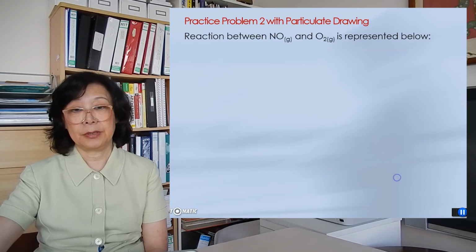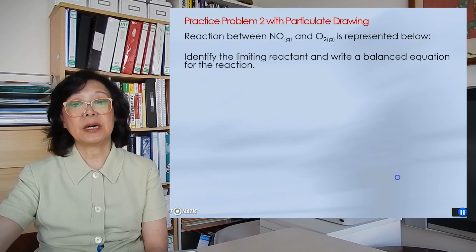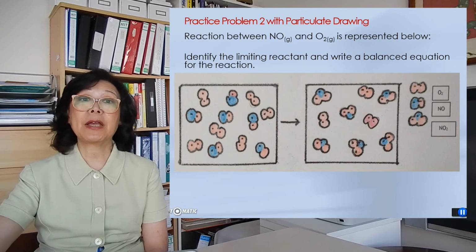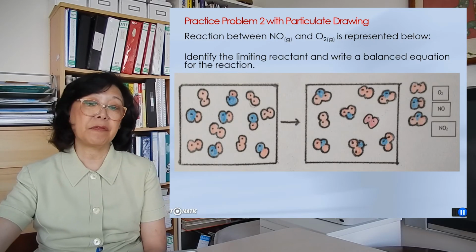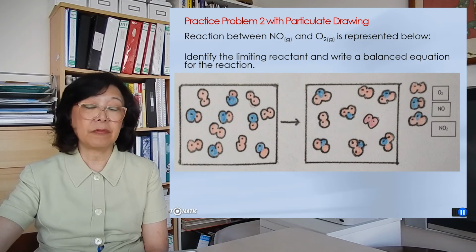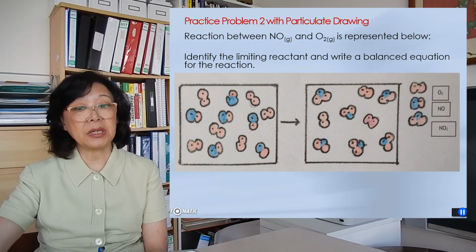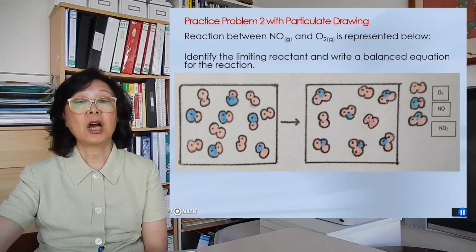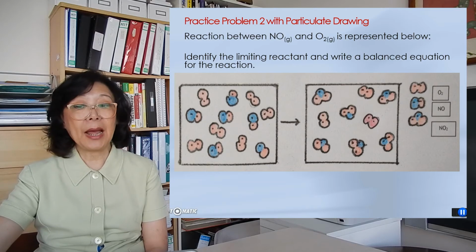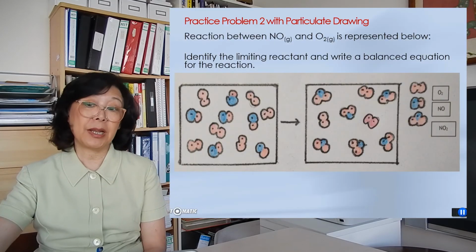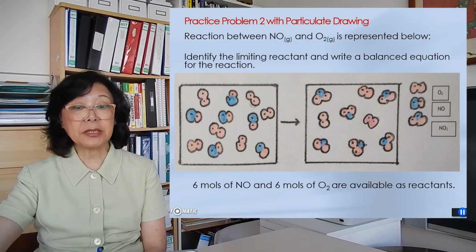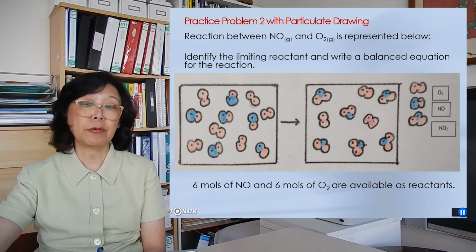Problem 2. Here is making use of a particulate drawing where we start out with 6 molecules of nitrogen monoxide, NO, and 6 molecules of diatomic oxygen. When they react, they combine to form 6 molecules of NO2 with 3 molecules of oxygen left over. Write a balanced equation and decide which is the limiting reactant.